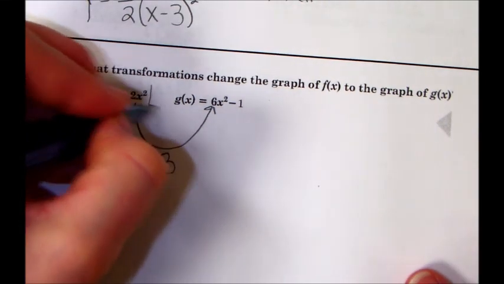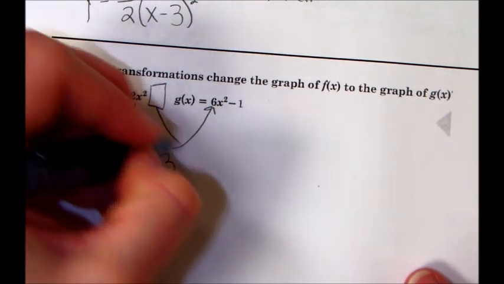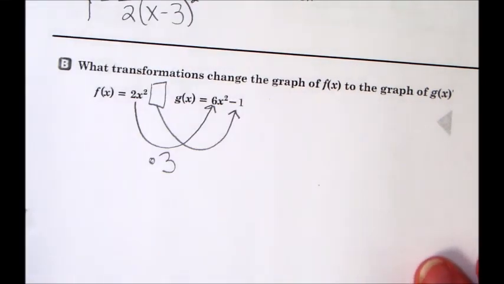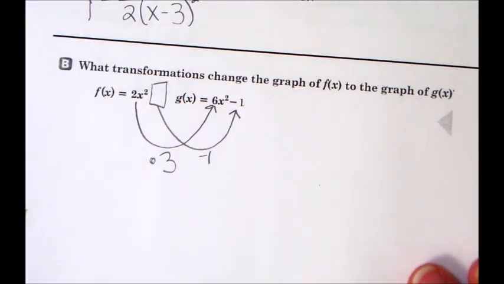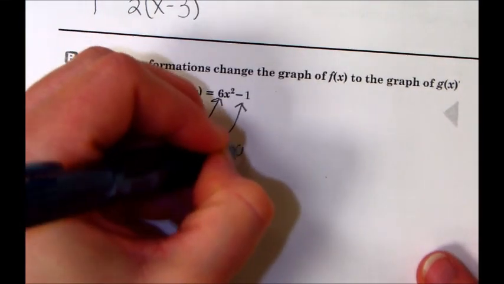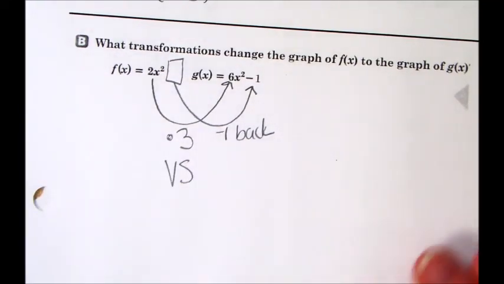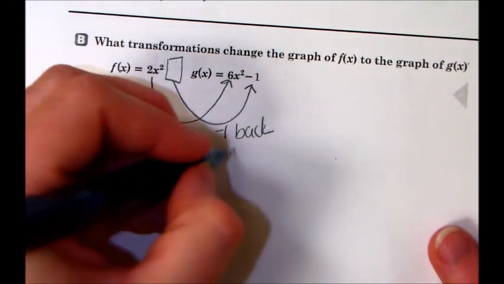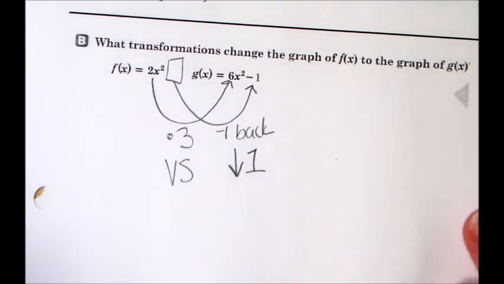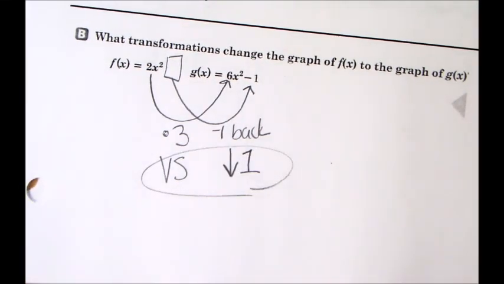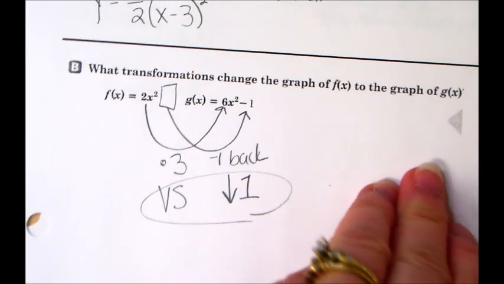The last thing, can you see how there was nothing and now we have a minus 1? In the back, I'll put that in the back because that kind of helps us visualize. The times 3 is a vertical stretch of 3, and the minus 1 in the back moves it down 1 unit. So you're comparing the 2 equations and seeing how they change.